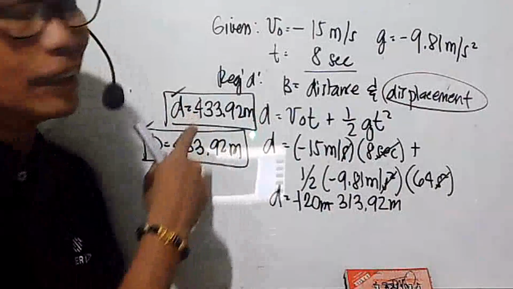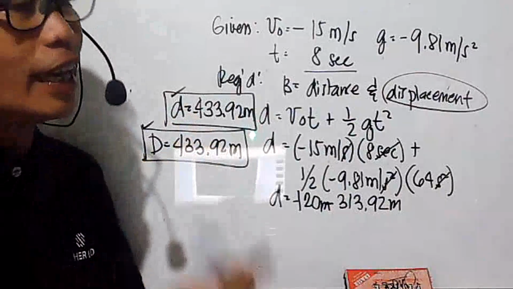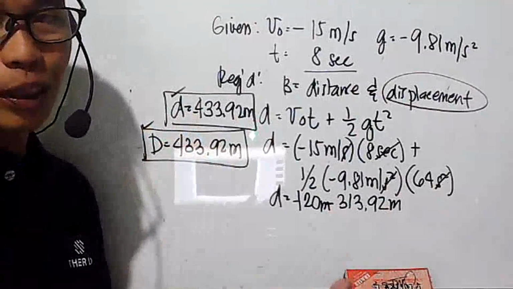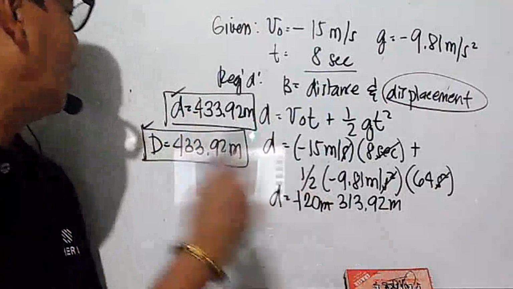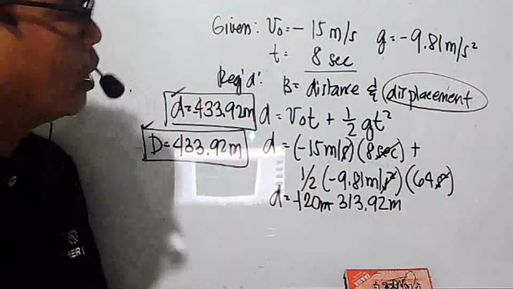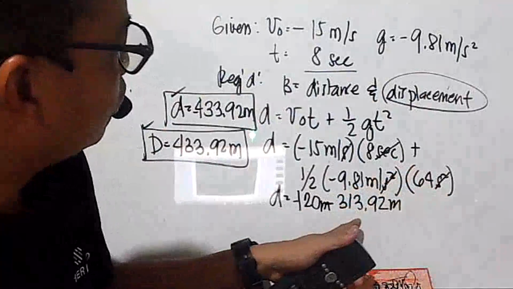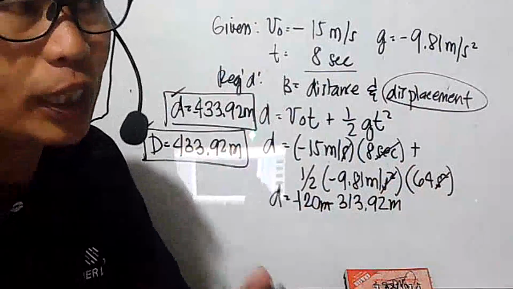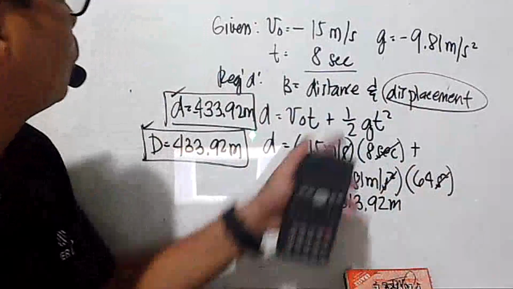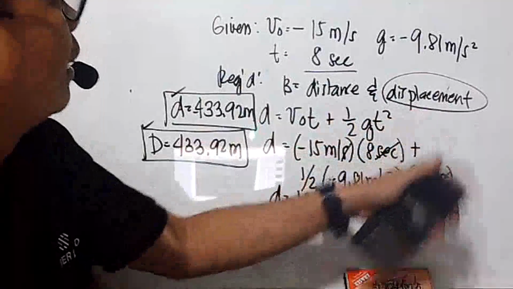But the displacement has a direction because it's a vector quantity, and the direction is signified by the sign. So negative meaning it is going down. But the distance traveled is, of course, 433.92 meters. And you can see the unit analysis, so what should be left is only meters, the unit of distance. So we solved for the distance and the displacement.